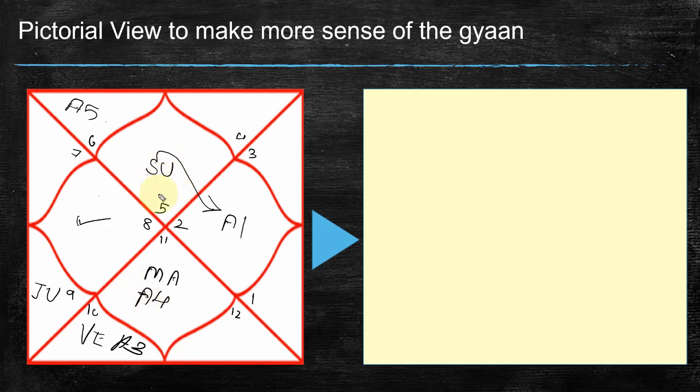First exception, when the lord of the house is in the same house, you move 10 houses away from the original house. Second exception, when the lord of the house is 4 houses away from the original house, in that case the same 4th house from the original house is the Pada. Now, let me move to the third exception.